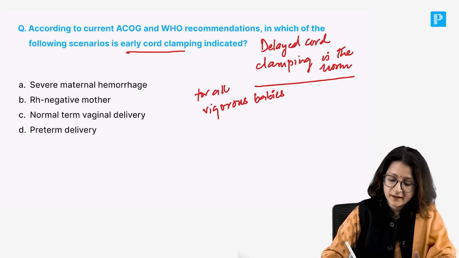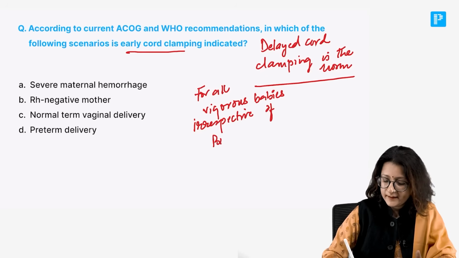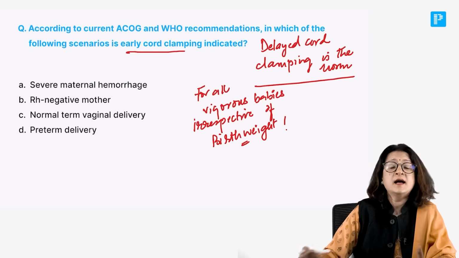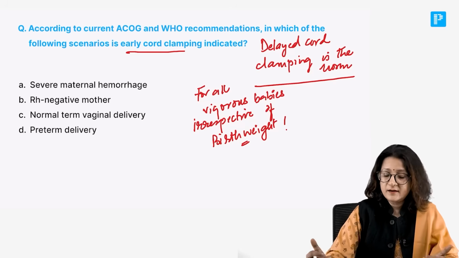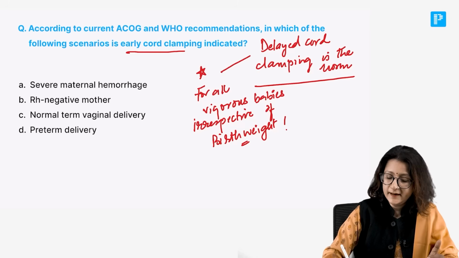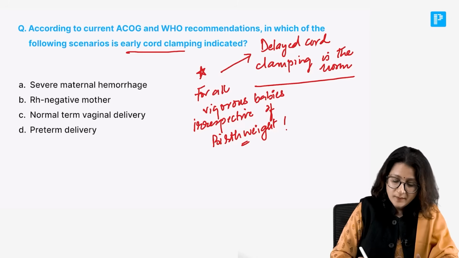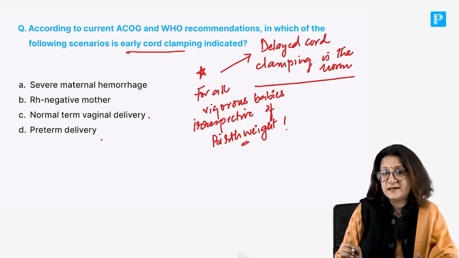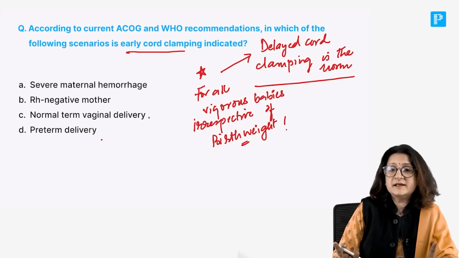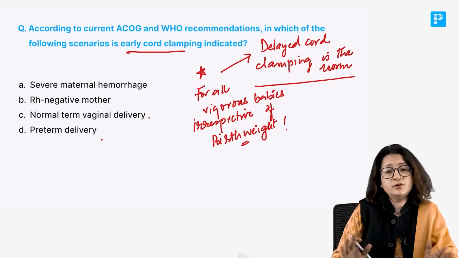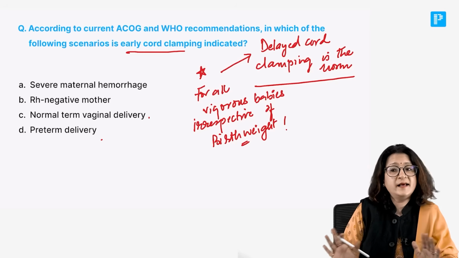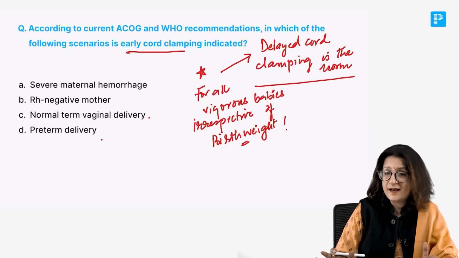So for all vigorous babies, irrespective of birth weight, it doesn't matter what their birth weight is, it doesn't matter at which period of gestation, whether they are preterm or term, as long as they are vigorous, it is recommended that delayed cord clamping should be done. So normal term vaginal delivery, yes. Preterm delivery, yes. And even Rh negative woman, okay, delayed cord clamping is done. According to WHO and ACOG, even in HIV positive women, delayed cord clamping can be done.